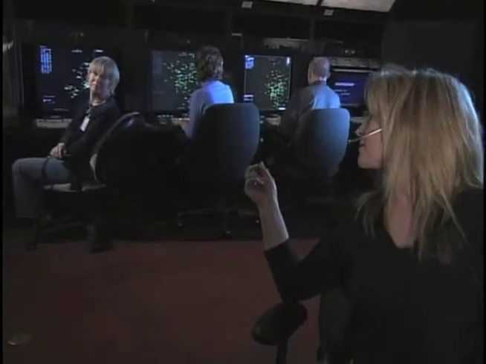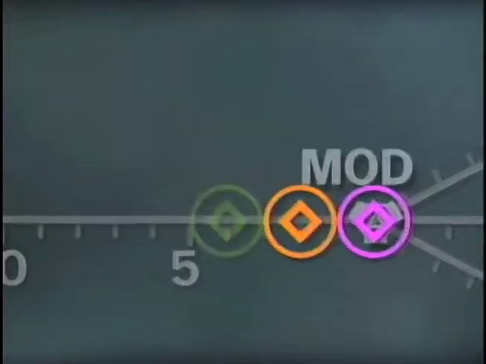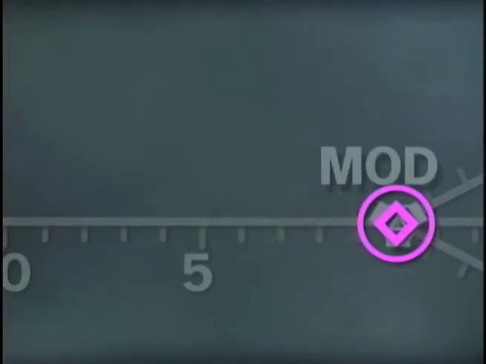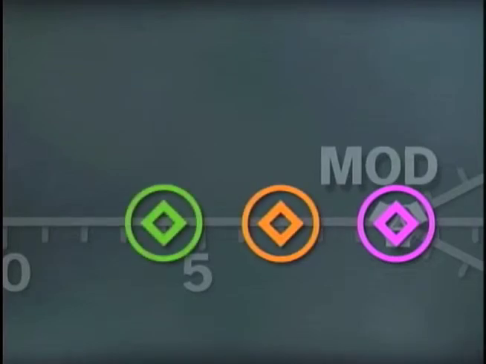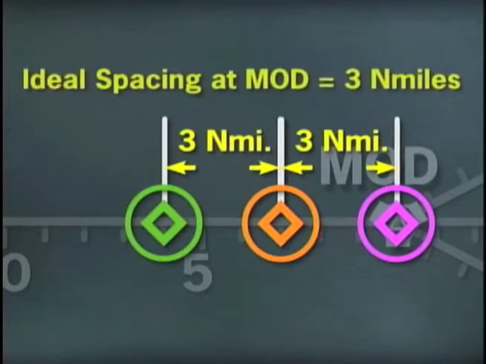At Modesto, the controller will merge the planes onto a single route and hand them off to controllers in the next sector, Sector 34. Other planes will join the ones from Modesto on their way to San Francisco, so the planes will need greater spacing. At Modesto, we need 3 nautical miles between planes. We call this distance, 3 nautical miles, ideal spacing.